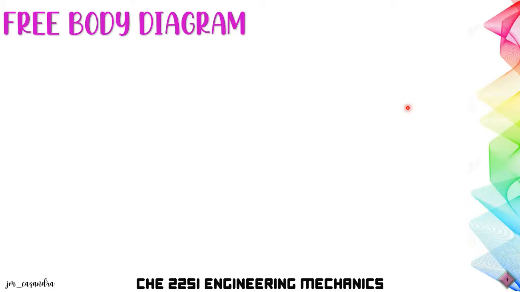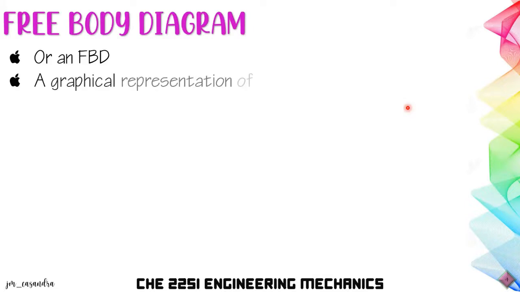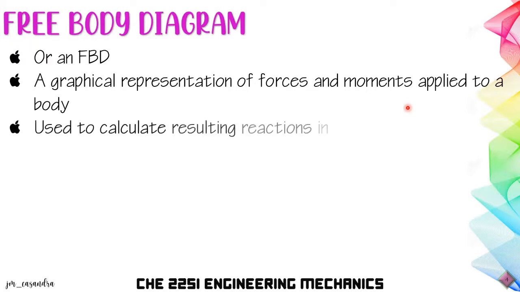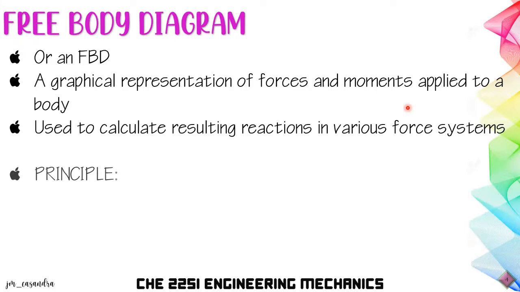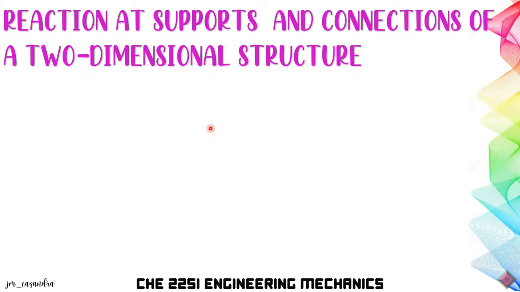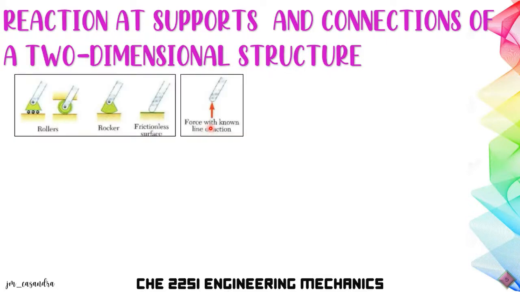A free body diagram, or FBD, is a graphical representation of forces and moments applied to a body. This is used to calculate resulting reactions in various force systems. The principle of the free body diagram is to isolate the object under study and replace all supports with their equivalent forces acting on the body. We have different types of supports and connections for two-dimensional structures, and they have different numbers and orientations of their reactions. For the first one, we have rollers, rockers, and frictionless surfaces.